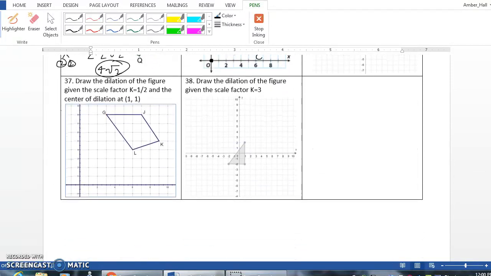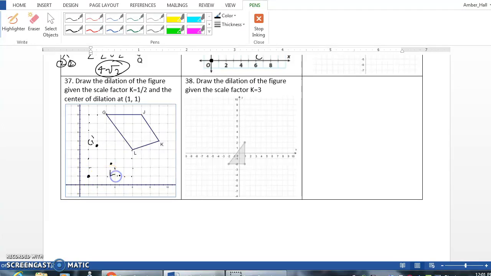Draw the dilation of the figure given the scale factor k equals 1/2, and the center of dilation is at 1, 1. So it's 1/2, which means it's going to be getting closer. So G is 7 up and 2 over. So 1/2 of 7 is 3.5. 1/2 of 2 is 1, so we just go 1 over, and G prime is right there. L, 5 over, 3 up. So 1/2 of 5 is 2.5. 1/2 of 3 is 1.5. L prime will be right there.